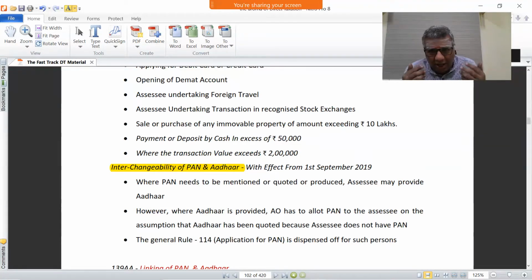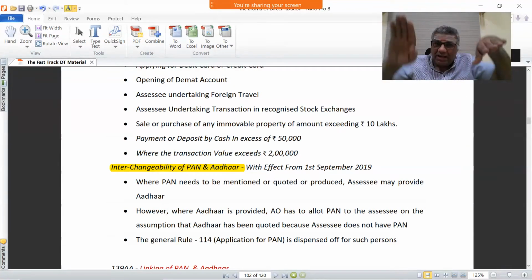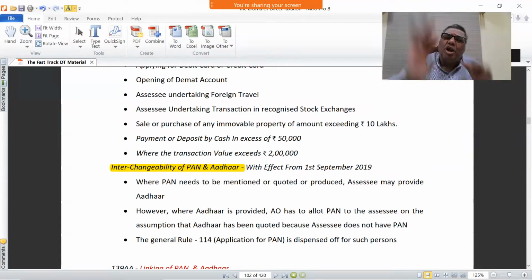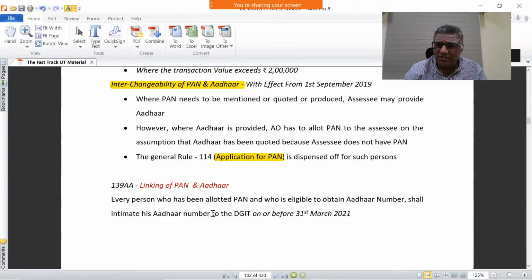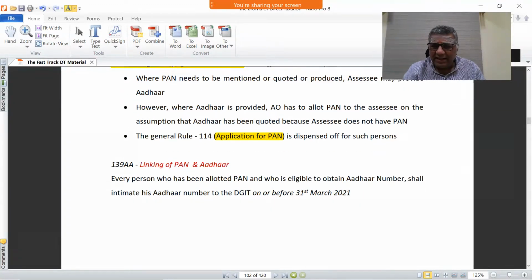And once Aadhaar is quoted, the assessing officer will understand you don't have a PAN and he will allot you a PAN. However, where Aadhaar is provided, the AO has to allot PAN to the assessee on the assumption that Aadhaar has been quoted because the assessee does not have a PAN. You need not make an application for PAN. The AO himself will give you PAN. Okay, and this linking date keeps extending.